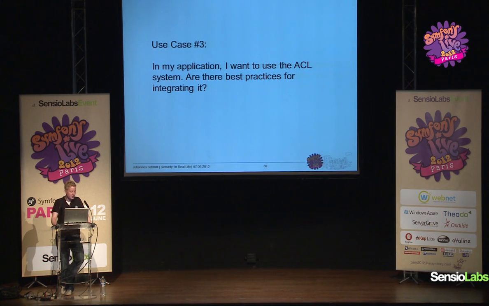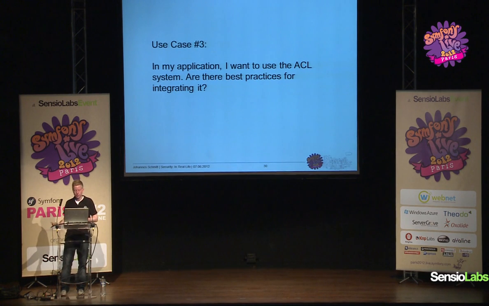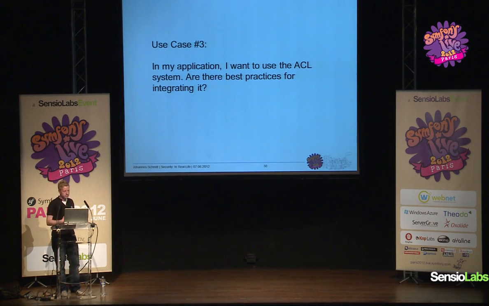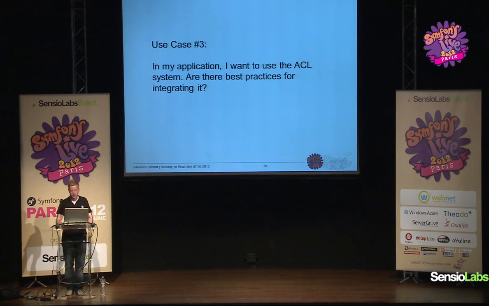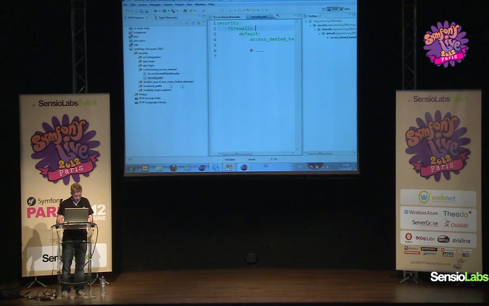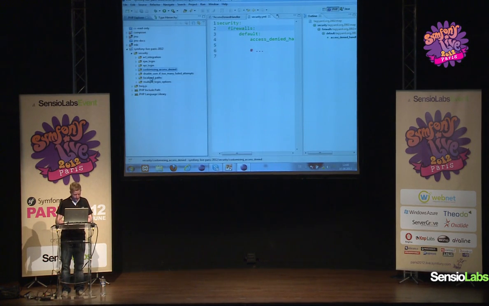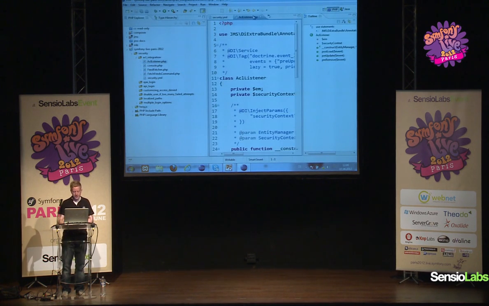So another use case: I want to use the ACL system in my application. How should I integrate it? Should I write checks in my controllers, or should I rather use annotations or other approaches? What I would recommend is for basic ACL checks, use a listener-based approach. I think that works best. We also have an example listener.